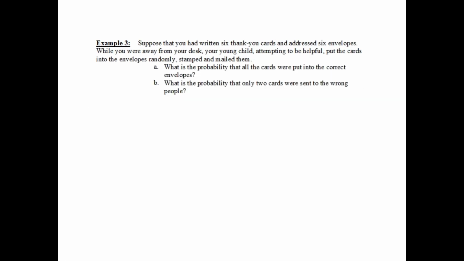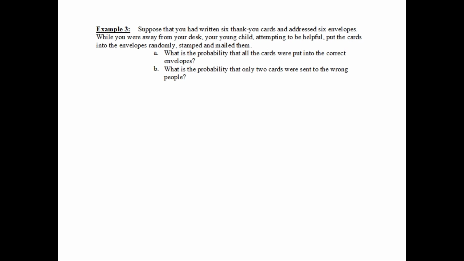Let's move on. Let's suppose that you had written 6 thank you cards and addressed 6 envelopes. And while you're away, you have a young child who decided to be helpful, put the cards into the envelopes at random, stamped, and mailed them for you. What is the probability that all the cards were put into the correct envelopes?